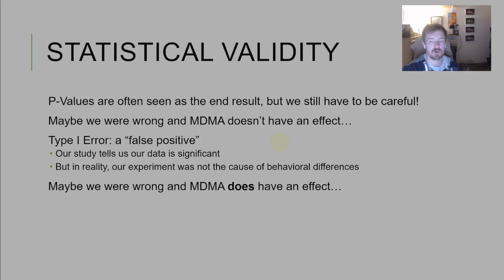So p-values are oftentimes seen as the end result, that if you get less than 0.05, then you can reject the null hypothesis, and you can say that, hey, my results are interesting and they're significant, and you should pay attention to them. But we should always still be a little bit careful because there can be cases called type 1 errors or false positive errors. And this is whenever our study data seem to indicate that there is an interesting trend, but in reality it's just because of random variability.